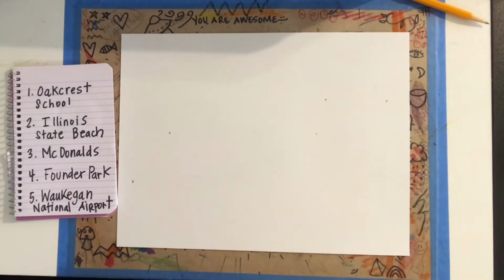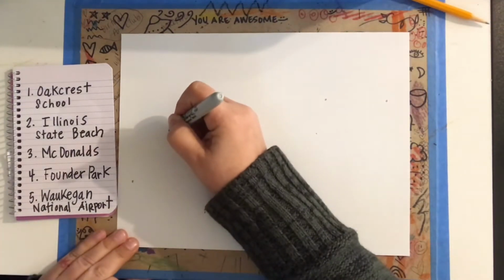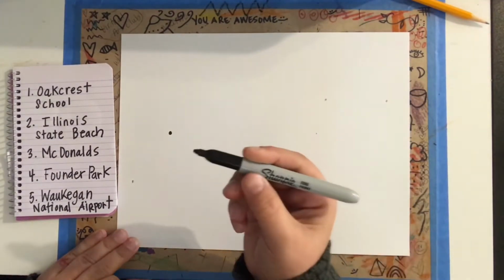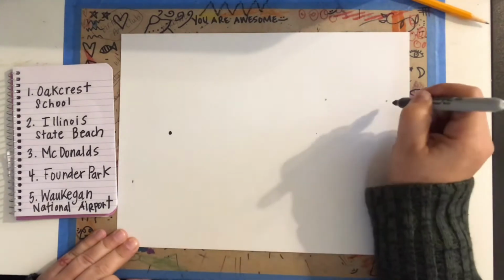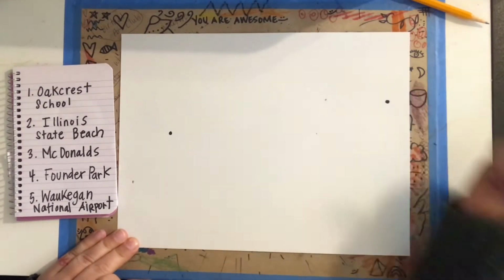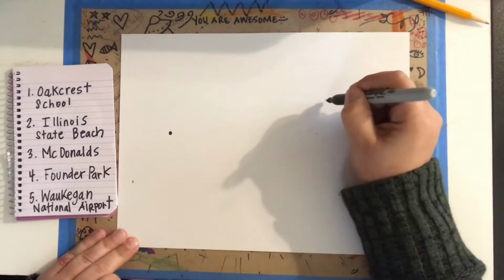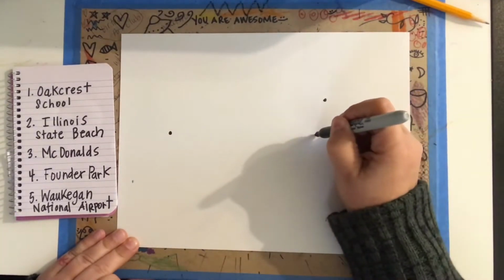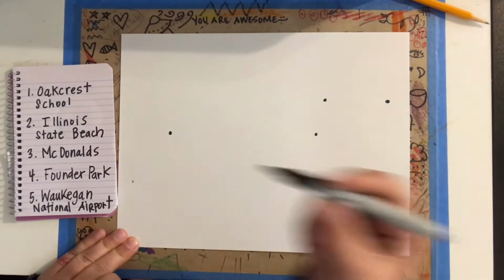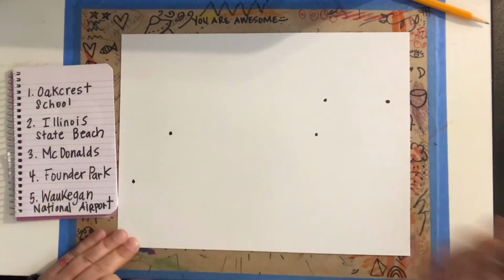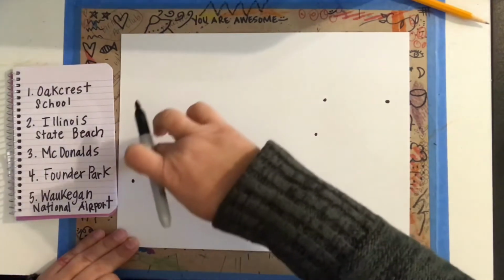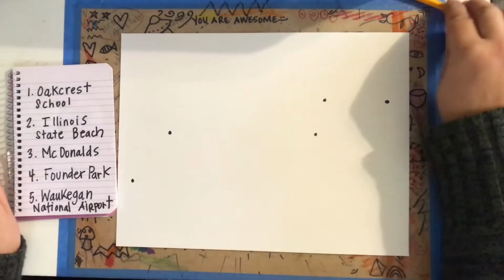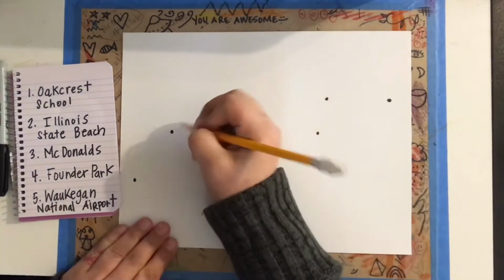So the first place for me is Okra School, and then I know the beach is all the way over here, and I know McDonald's is here, and I know Founders Park is about here, and I know that the airport is about here. Actually, it's like all of this area, but I think I'll label it right there. And then of course you can label them.